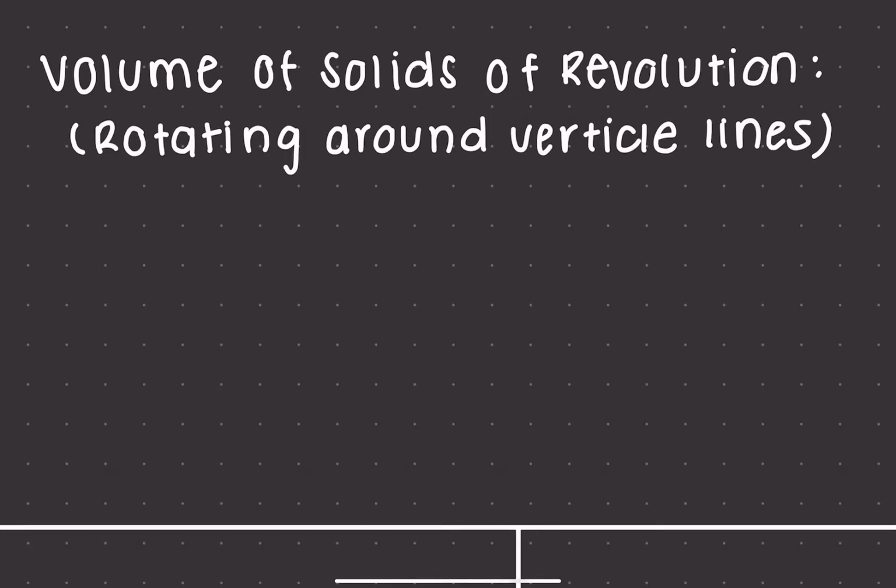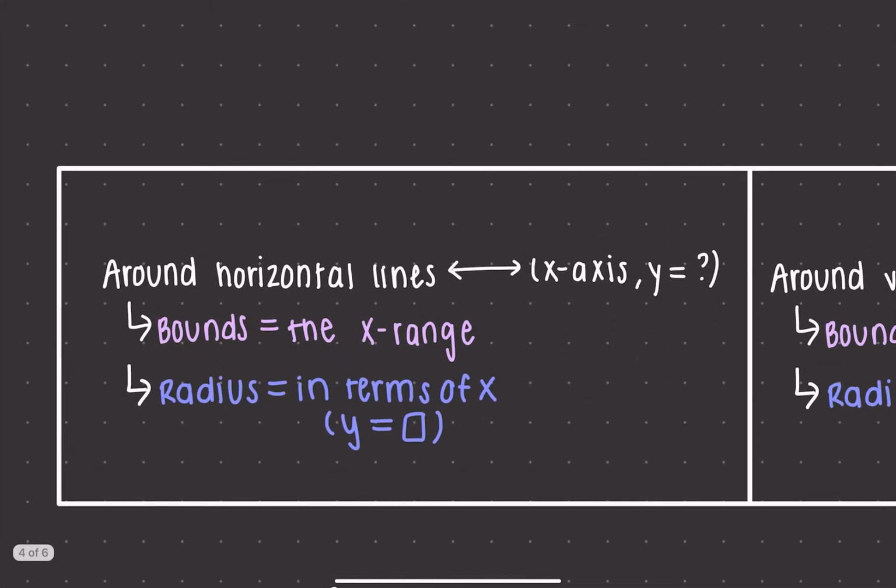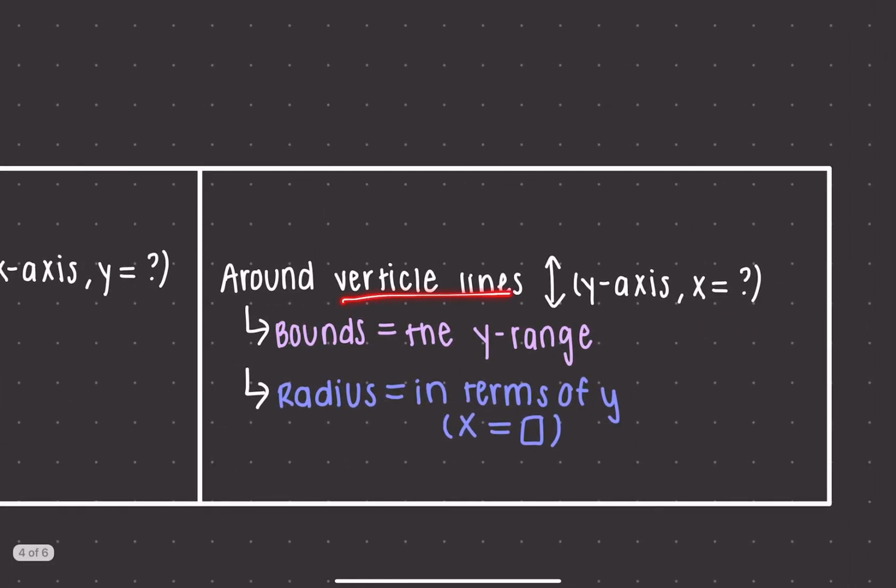Hi, so today we're going to be talking about finding the volume of solids of revolution when they are rotated around vertical lines, specifically lines that are not the y-axis. As a short review, whenever we rotate around horizontal lines, which can be denoted as either the x-axis or y equals some number, the bounds must be in the x range and the radius must be in terms of x. Whenever we rotate around vertical lines, which can be denoted as the y-axis or x equals some number, the bounds must be in the y range this time, and the radius must be in terms of y.